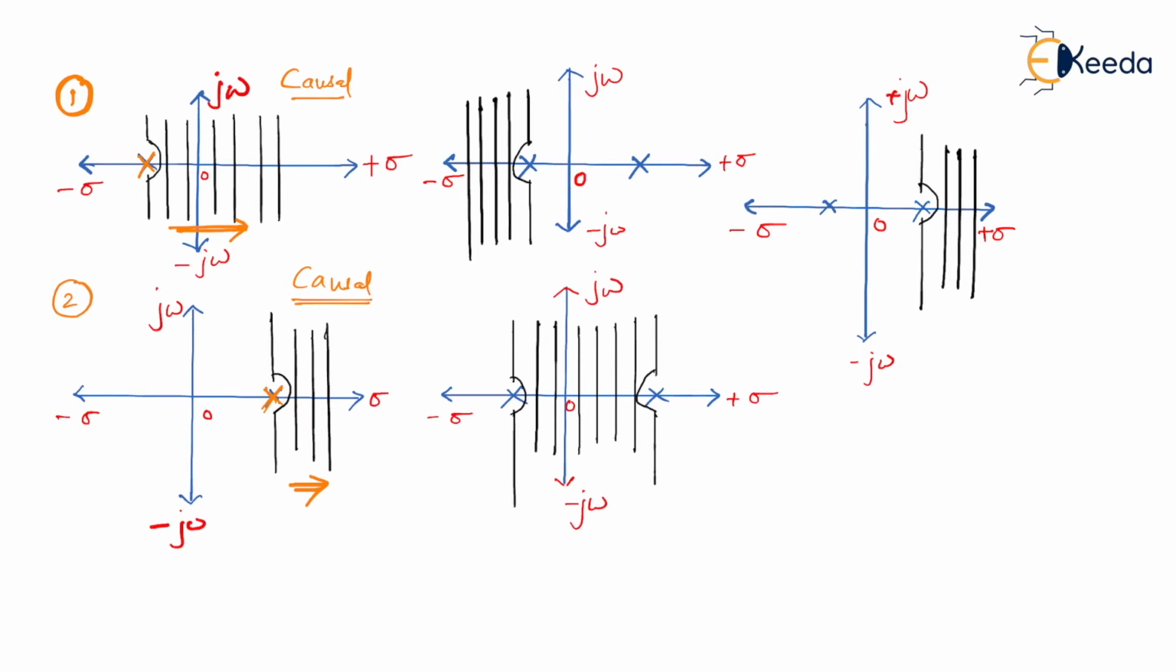Let me conclude a very important point. It really doesn't matter how many poles are there, whether the pole is present in the left half of the S-plane or the right half of the S-plane, it really doesn't matter for the causality of the system. What matters is, with respect to that pole, what is the orientation of the ROC? So let's see the third example.